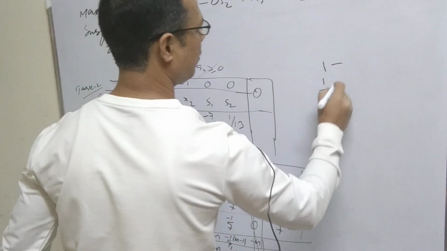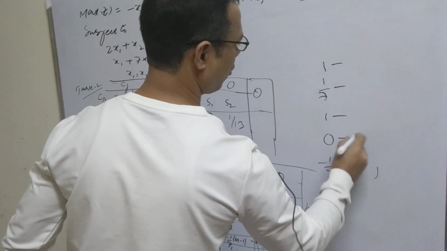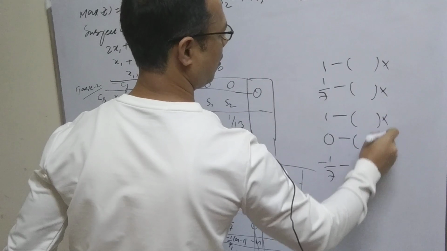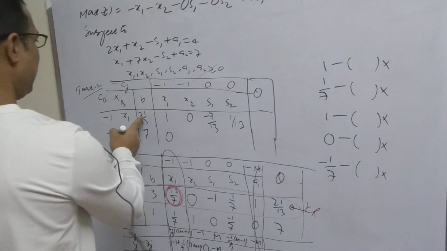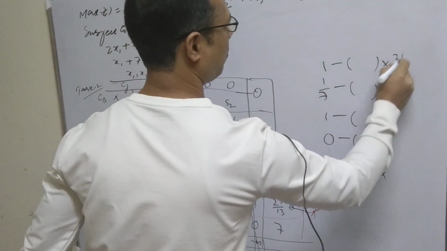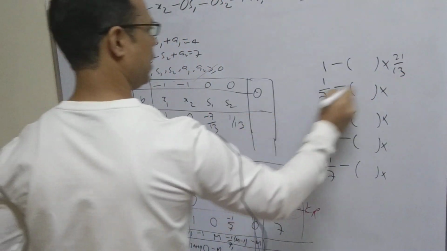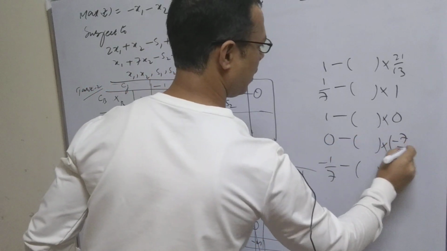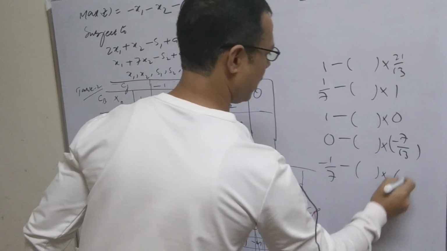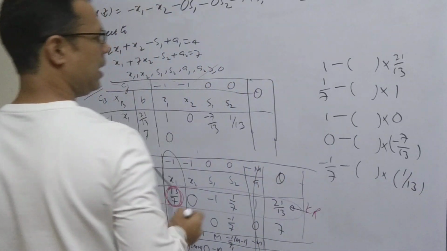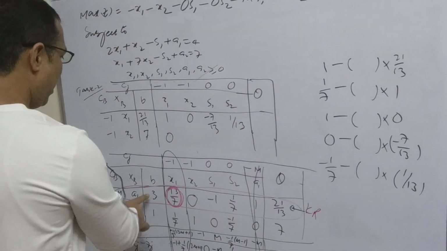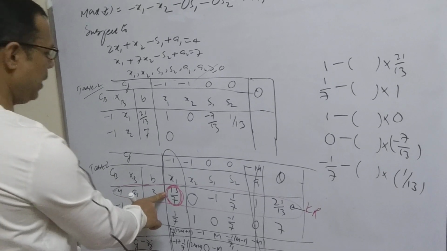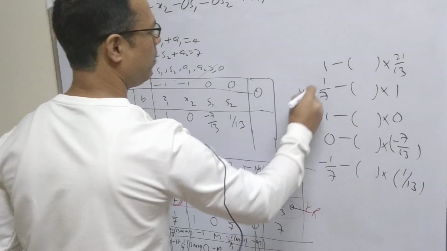Now put the negative sign, give the constant value, and multiply with which value? The new values, that is under the table: 21 by 13, 1, 0, -7 by 13, 1 by 13. Just copy this new value. So where are we going to make the changes? Start from B, counting 1, 2. At the second position we are going to make 0. Here, 1, 2, we need to make 0.